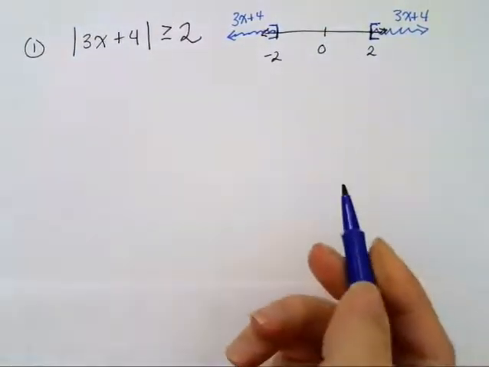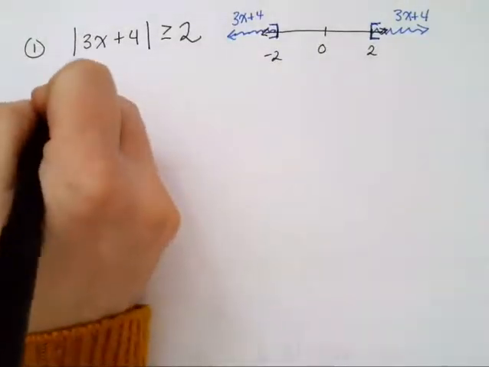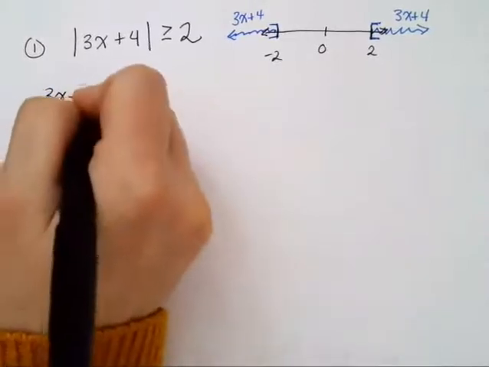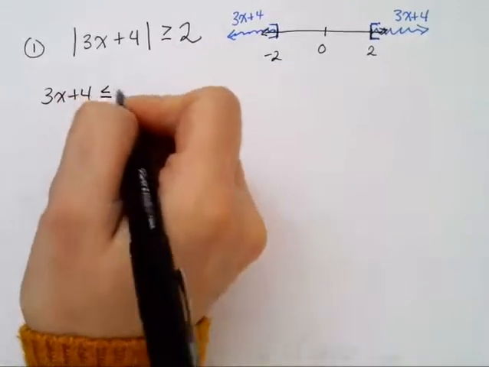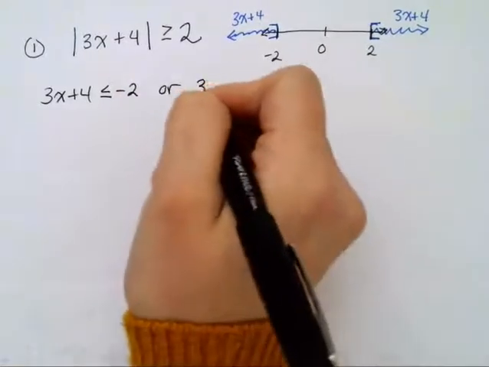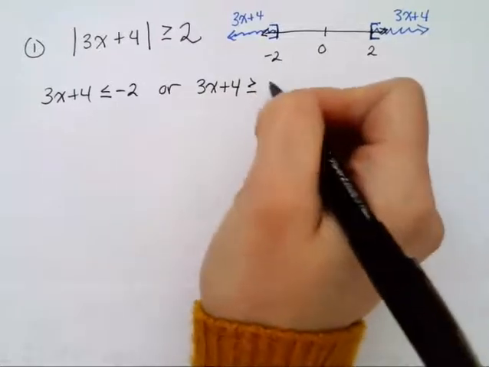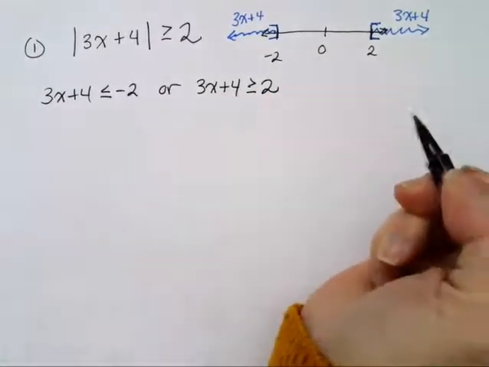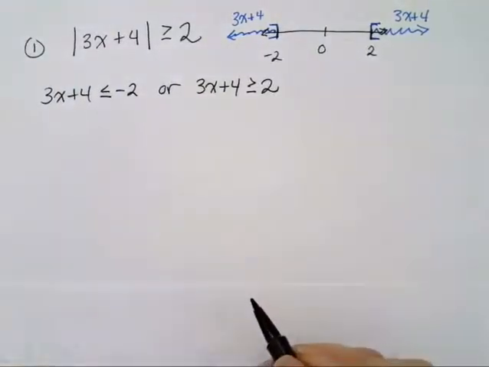All right, so I have two pieces, so I'll use that to write my OR statement. Either 3x plus 4 is less than or equal to -2, or 3x plus 4 is greater than or equal to positive 2. And I'm getting these right from my picture. Now that I have my compound inequality, I can solve.